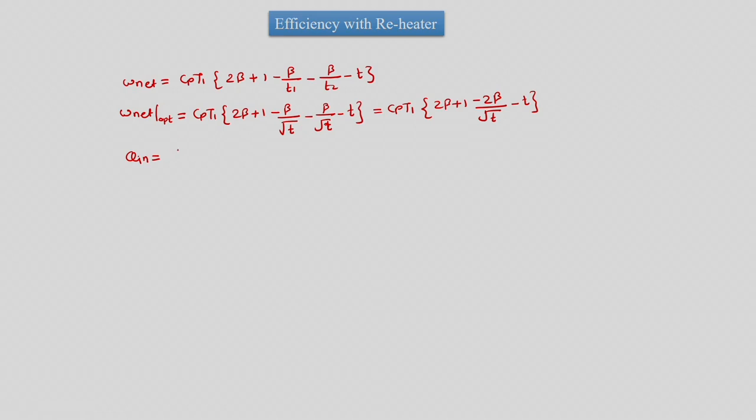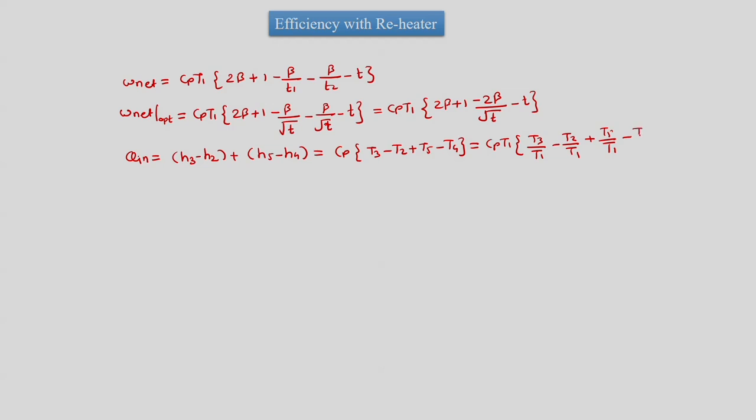We will again write down Q in, as we said. There are two Q ins: one is in combustion, which is H3 minus H2, and one is in the heat exchange reheater, which is H5 minus H4. So which is Cp into T3 minus T2 plus T5 minus T4. Here again we will purposely take T1 common, so we will have T3 by T1 minus T2 by T1 plus T5 by T1 minus T4 by T1.